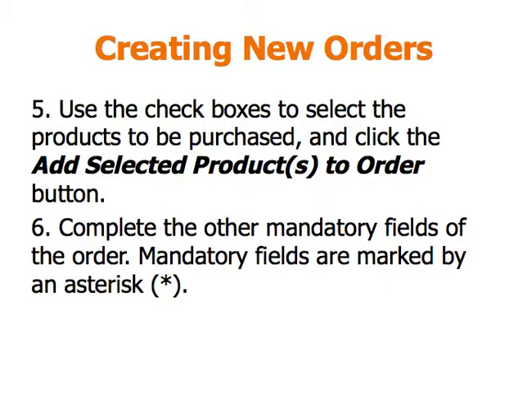Then you're going to complete the order mandatory fields of the order, which are marked by the asterisk. So make sure you have all of those filled. Like I said, Magento is not going to let you go forward until you have those filled out, so that's a good safety net for you. Make sure you're doing everything right. And like we said, if the customer does not exist in your records, you're going to have to click Create New Customer on the first Create New Order page. So you'll need to complete all of that information.